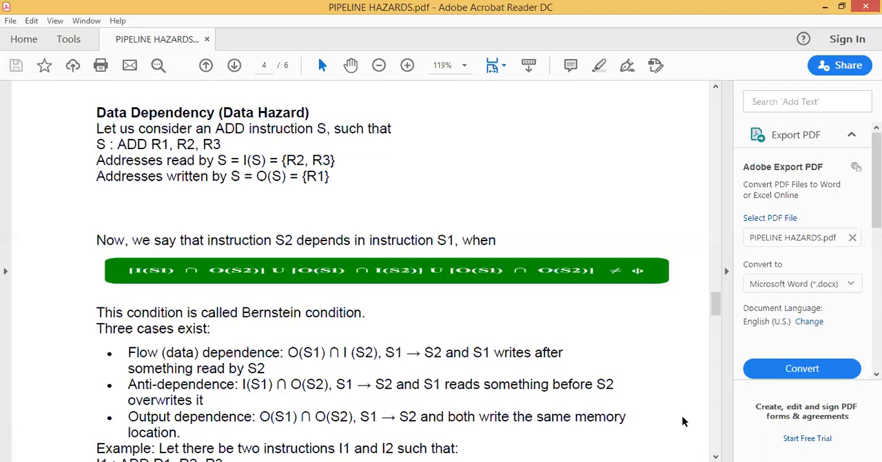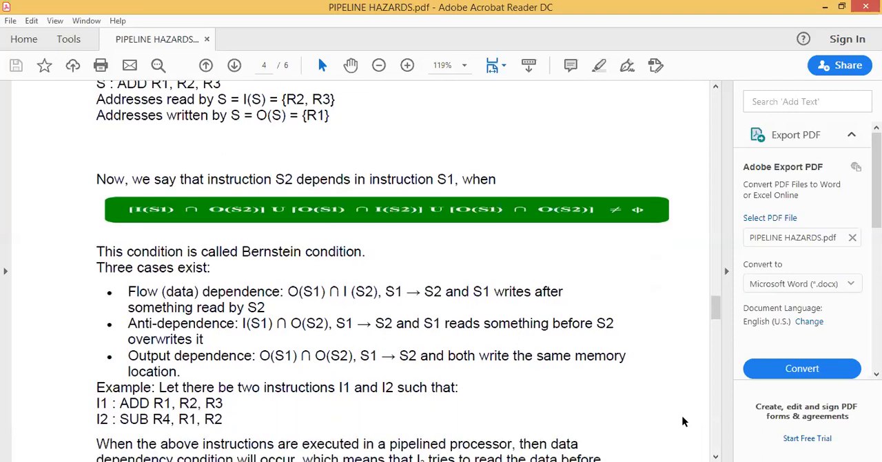Flow dependencies: output of S1 intersection input of S2, where S1 writes before S2 reads it. Anti-dependencies: input of S1 intersection output of S2, where S1 reads sometime before S2 overwrites it. And output dependencies: output of S1 intersection output of S2, where both write the same memory location. These are Bernstein's conditions.